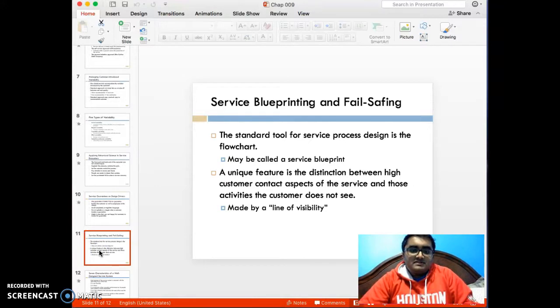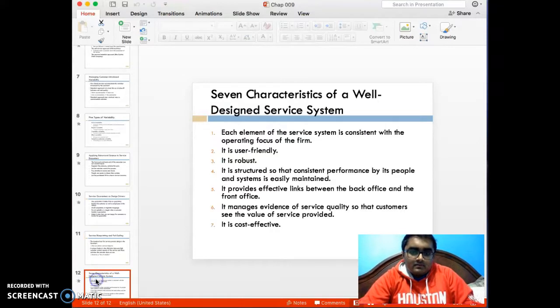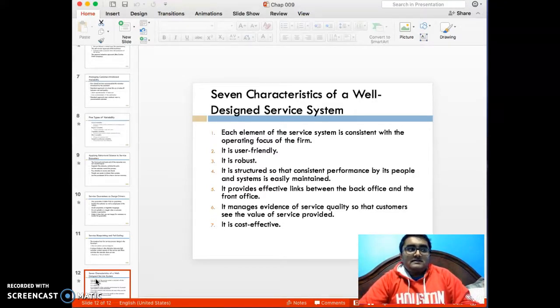And then there's service blueprinting and fail-safing. Basically, a blueprint is how the service is going to be designed, and fail-safing is making sure that even if it fails, the customer is going to get what he wants. Like there are going to be backups to it. And a well-designed system is user-friendly, it's cost-effective, it allows the job to be done easier, it has good performance, and it manages the service so that customers see the value.